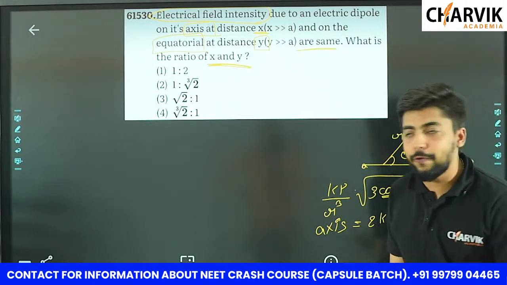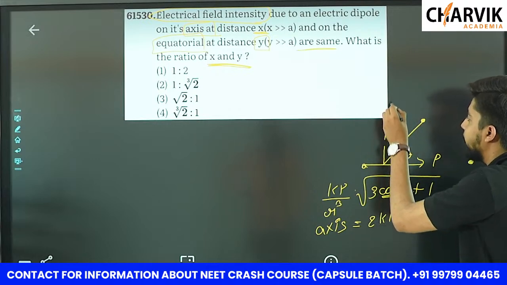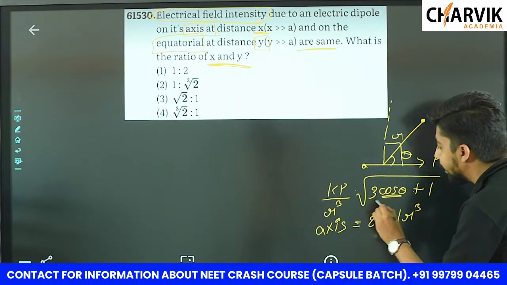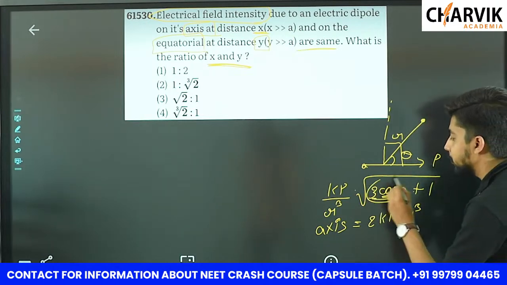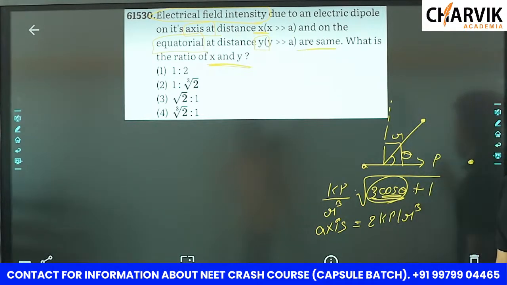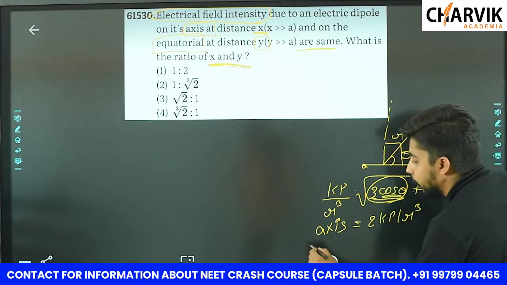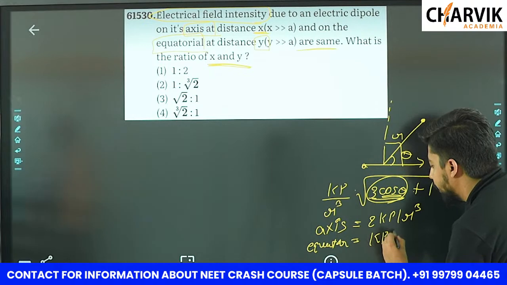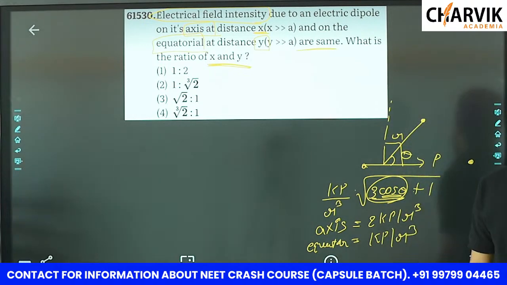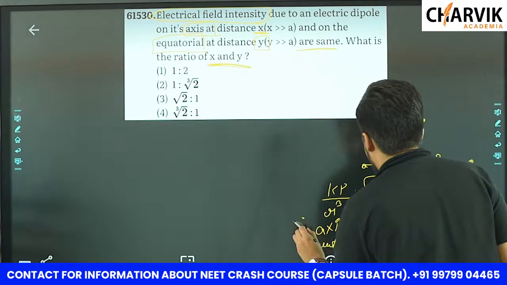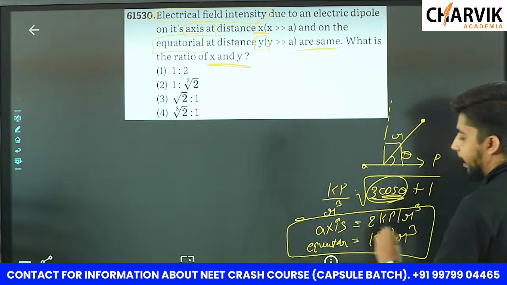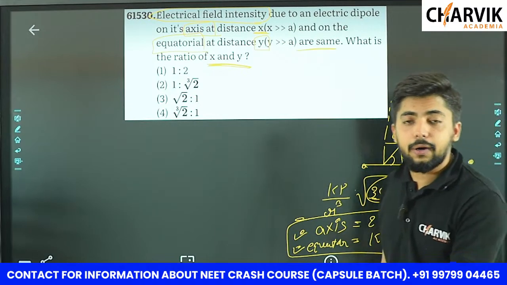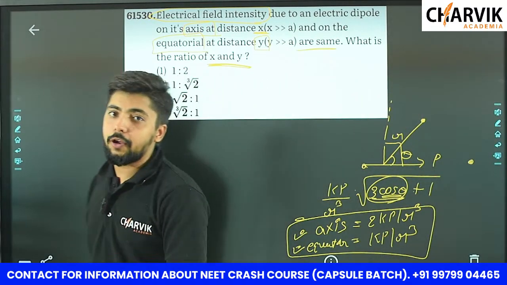And if you want to find it on the equatorial line, for the equatorial line theta becomes 90 and cos 90 is 0. So this term becomes 0. Plus 1 under root is nothing but 1 only. So for the equatorial line, your equation becomes kp divided by r cube. So in this question, they are telling you that on the axis and on the equatorial line, at distances x and y respectively, this electric field is the same.